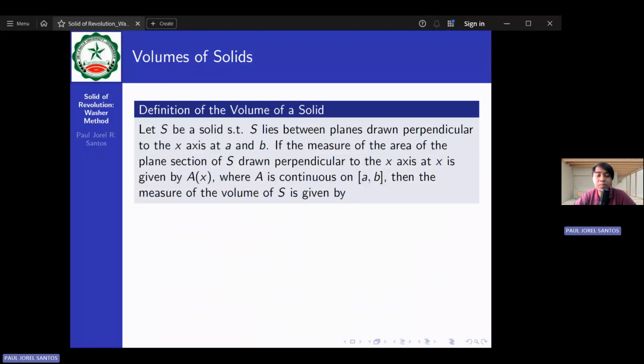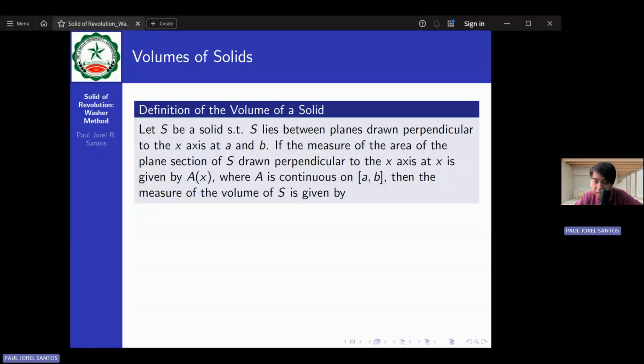By the way, all this material, all the content of this, is taken from the Calculus 7 written by Louis Leithold. Now, let S be a solid such that S lies between planes drawn perpendicular to the x-axis at point a and point b.